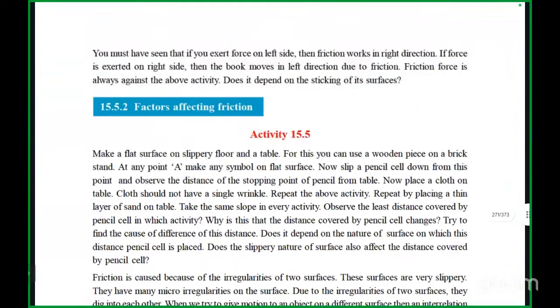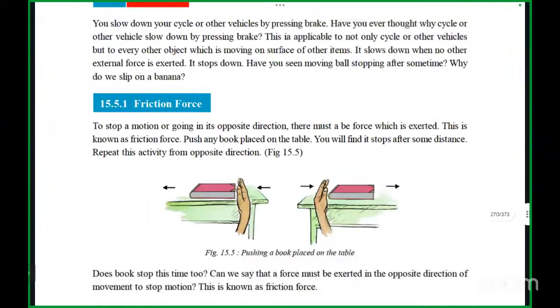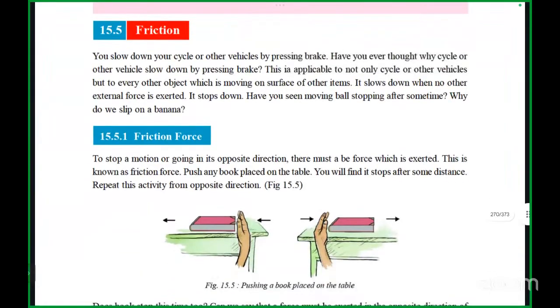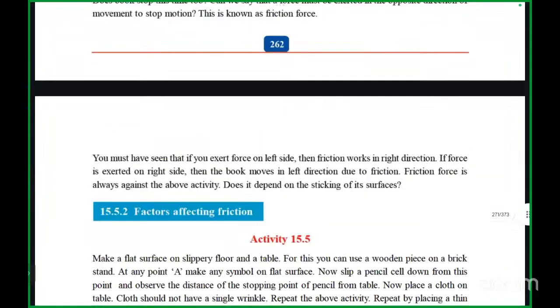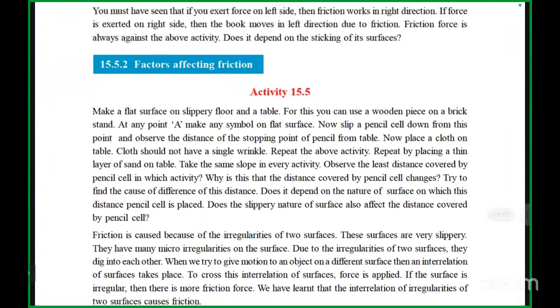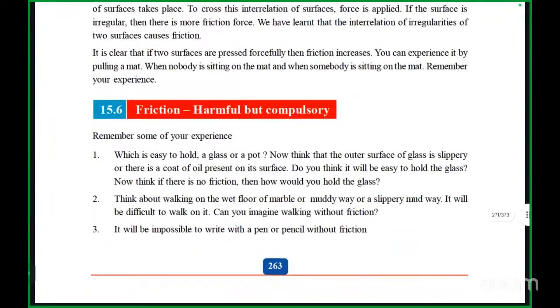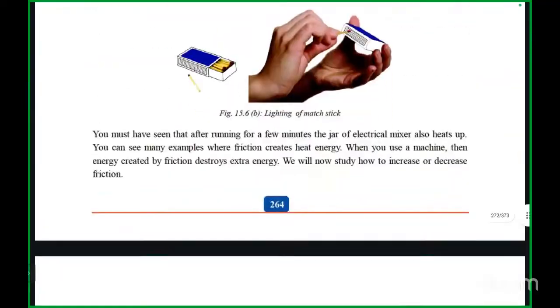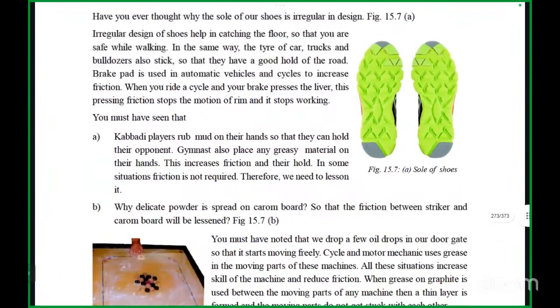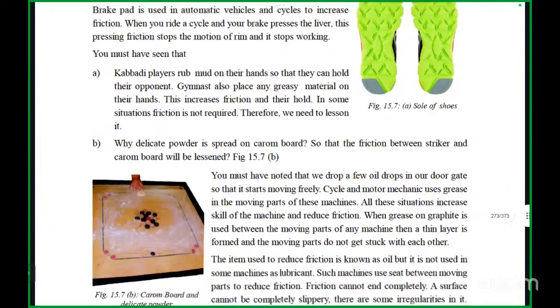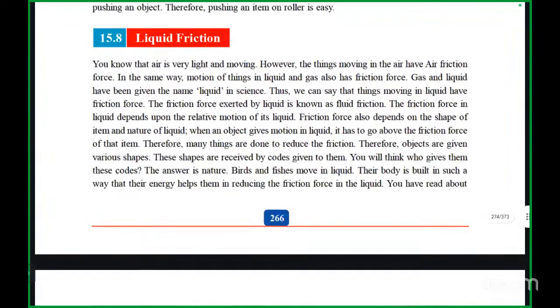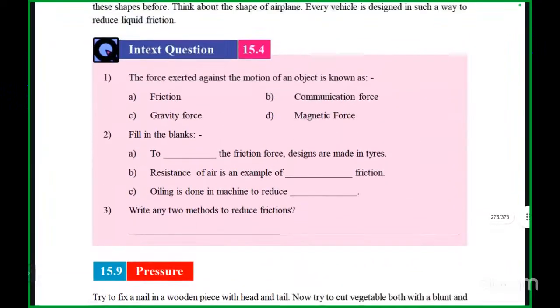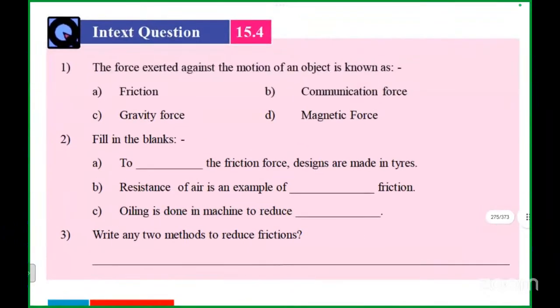We were doing friction yesterday. We saw what friction is, its meaning. Then we saw friction force. We saw what the factors are that affect friction and how friction is harmful but also compulsory, and increasing and decreasing friction. Liquid friction also. Today we will do exercise 15.4 and we'll start with pressure.